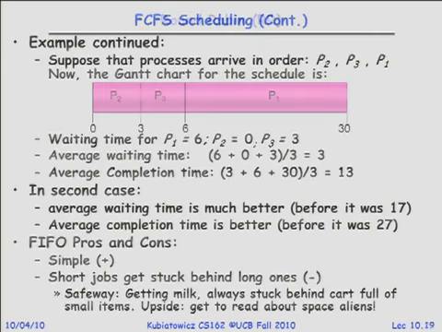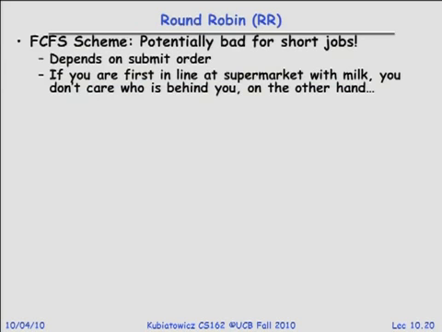So an alternative possibility here is the round-robin scheduler. Well, first-come, first-served is potentially bad for short jobs, as you just saw here, right? So a short job is getting milk and being stuck behind the long something, right? And so we basically got stuck here. Here we are.